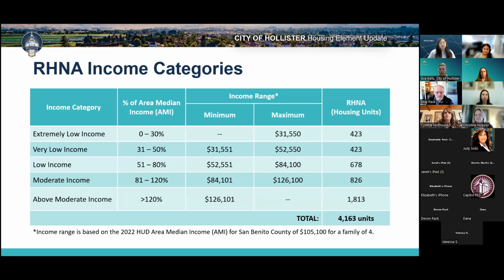And so as you can see on your screen, this table shows the RHNA distributed by income category and the income ranges for each category. The city must show how it plans to provide for the RHNA units at costs affordable to each income category. For example, the city must show it can provide 846 total units for households that earn an extremely low or very low income, 678 units for low income households, 826 units for moderate income units, and 1,813 units for above moderate income households, totaling in 4,163 units for the city's RHNA.